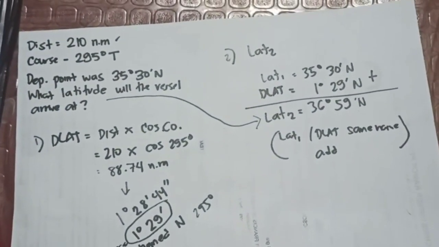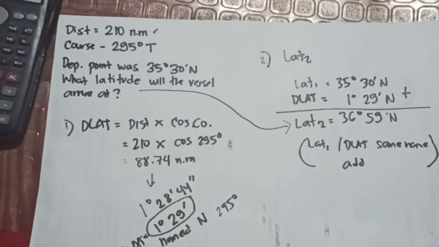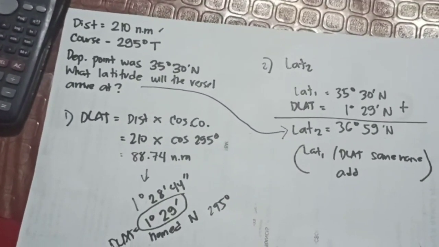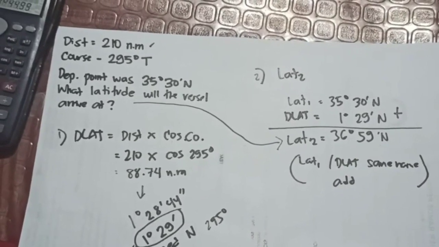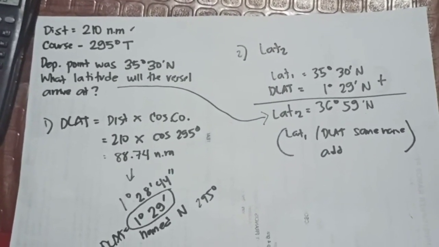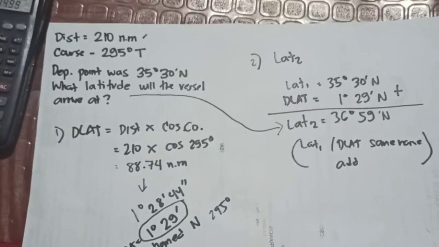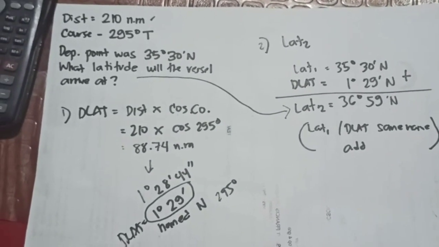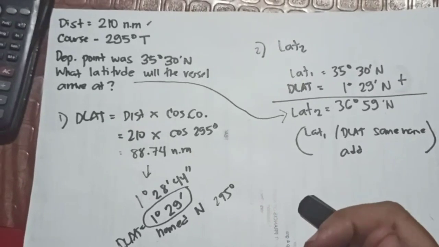Name is north. Solve for latitude 2. Latitude 1 is 35 degrees 30 minutes north. Delat 1 degree 29 minutes north, same name, so plus. So latitude 2 equals 36 degrees 59 minutes north.